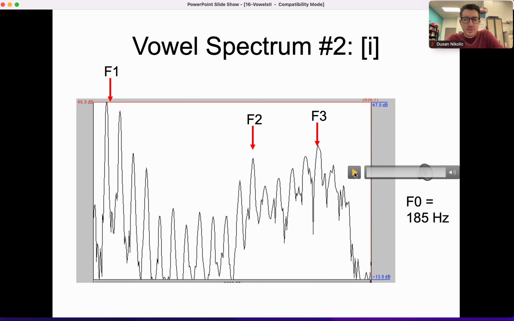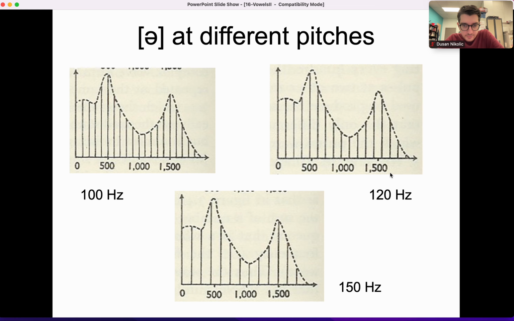So at around, heed. This is from Bruce Hayes, I think. Heed. Some will be here at around, let's say, 300 and something. This one will be at around 2000 or 2500 or something, and so on and so forth. Okay.